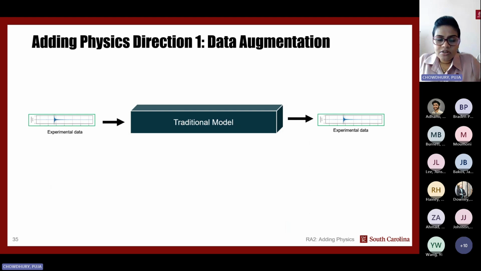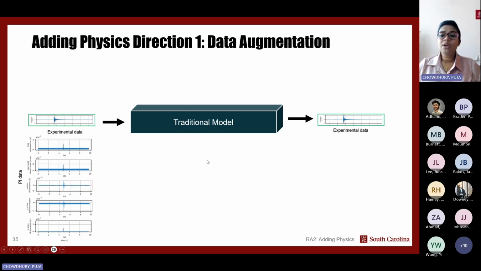Now we come to research question 2, adding physics direction 1, which is data augmentation. Before we start with direction 1, let's see how the traditional model works. In a traditional model, we normally feed in data such as experimental data or acceleration, and the output is the prediction over that acceleration or experimental data: a single input, single output.